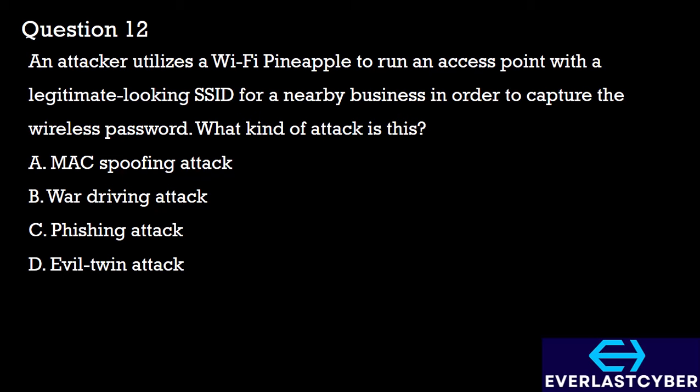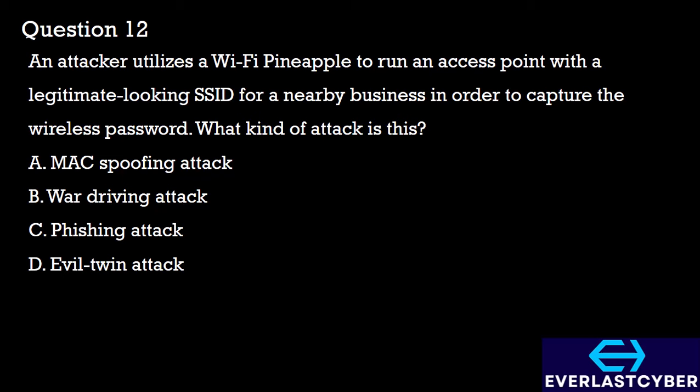An evil twin attack occurs when an attacker sets up a rogue access point with a name or SSID that mimics a legitimate network, thereby tricking users into connecting to it. Once the users connect to the rogue access point, the attacker can capture sensitive information such as their login credentials using wireless passwords. In this scenario, the attacker uses a Wi-Fi Pineapple, and this is a common tool used for launching evil twin attacks.